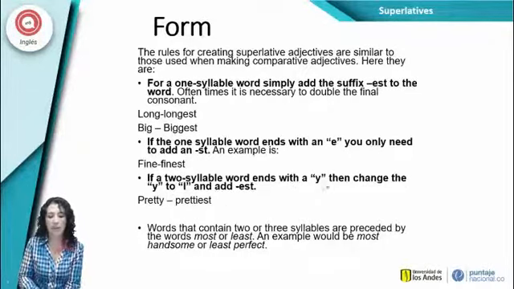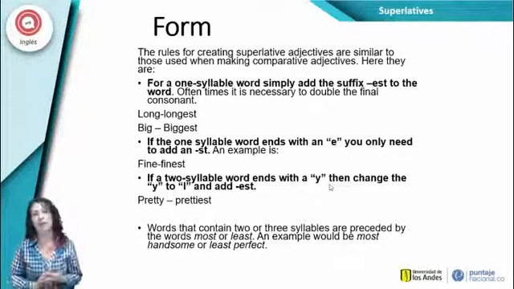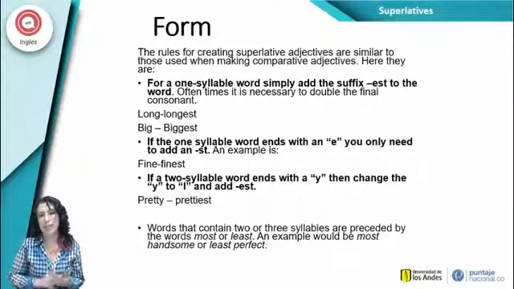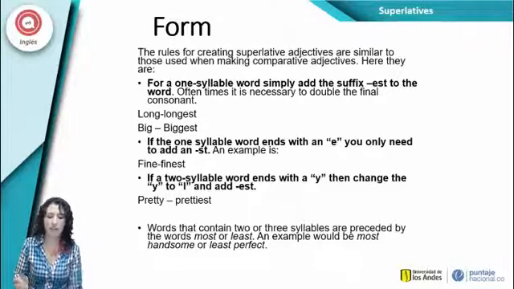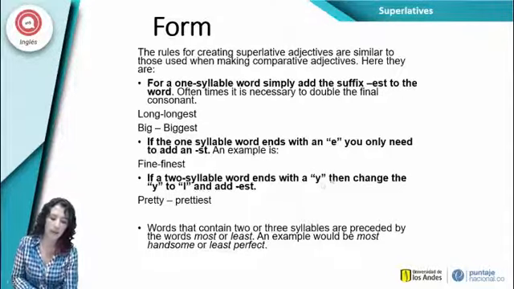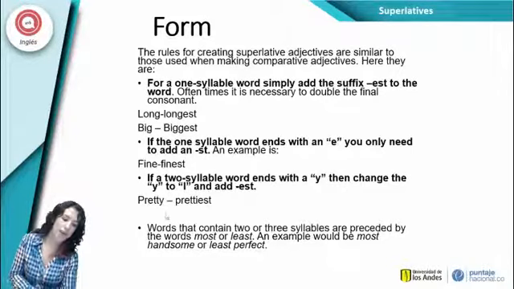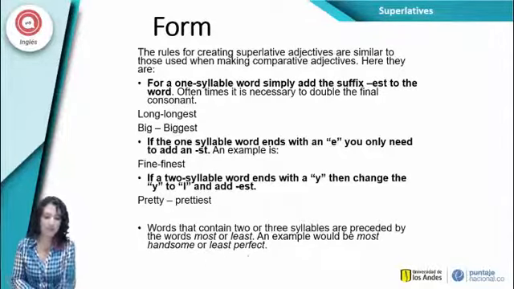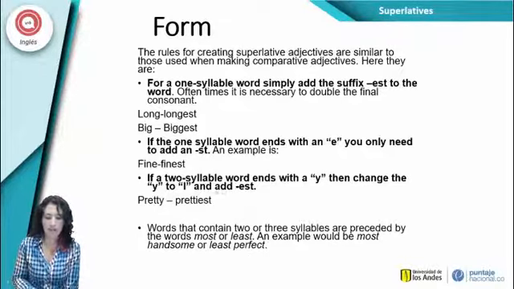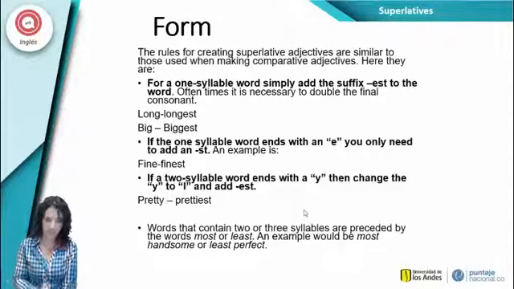Entonces lo mismo que la vez pasada, ¿se acuerdan que cuando terminaba en Y, teníamos que cambiar la Y por una I y agregar el resto, la ER, para hacer el comparativo? Es lo mismo acá. Cuando termina en Y, la cambiamos por una I y agregamos EST. Por ejemplo, we have pretty, the prettiest. Entonces cambiamos la Y por una I y agregamos EST. Hablando de palabras que tienen dos sílabas, pretty, y que terminan en Y.